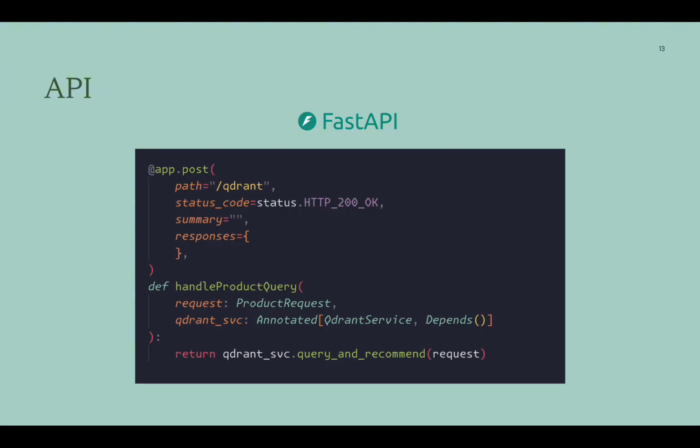This POST endpoint uses FastAPI's dependency injection system to provide an instance of QuadrantService, which encapsulates all of our vector search logic. When a request is received, we call the service's query and recommend method, which obtains a set of product recommendations ranked according to the specified criteria.